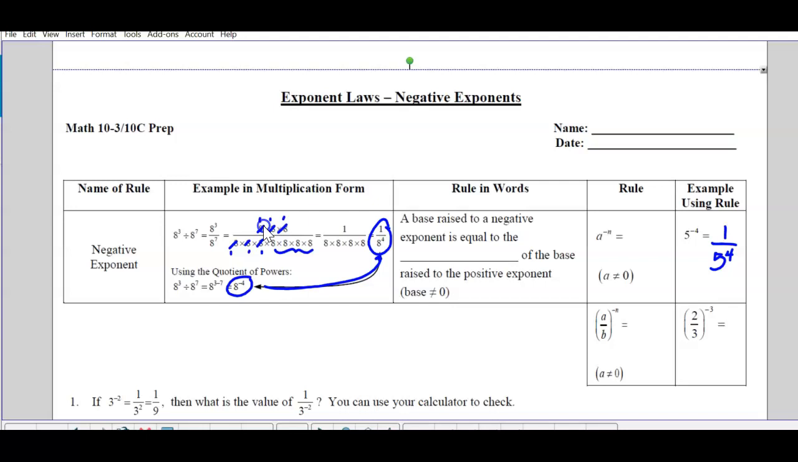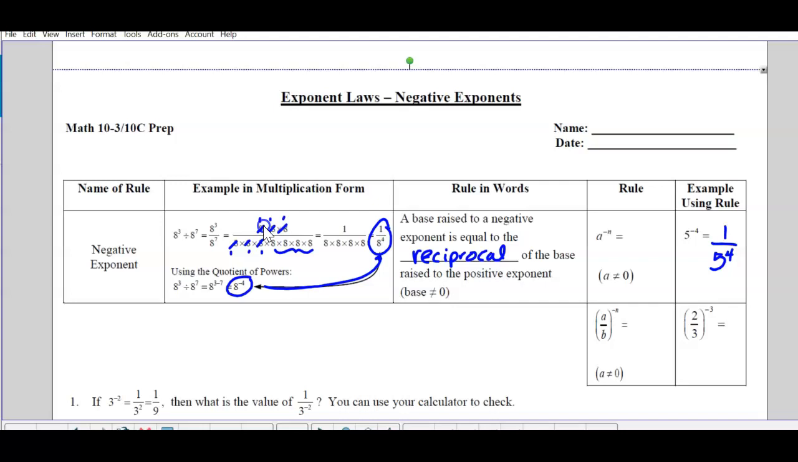Okay, so the rule: a base raised to a negative exponent is equal to the reciprocal of the base raised to a positive exponent. So the reciprocal of 8 is 1 over 8. Reciprocal of 5 is 1 over 5.